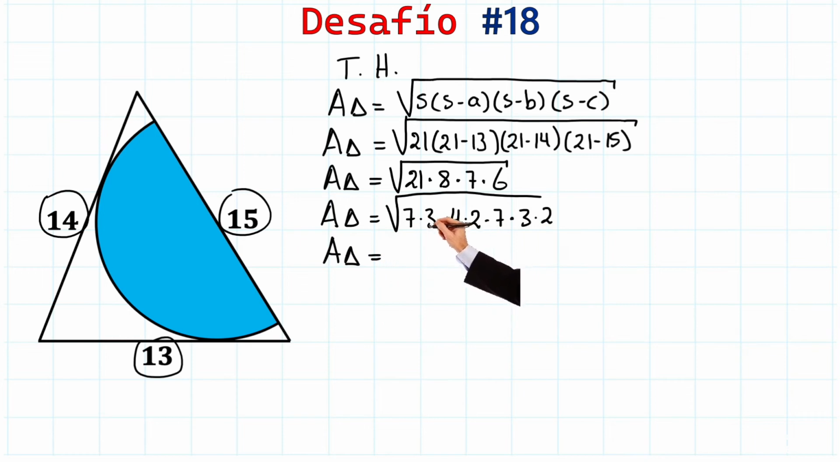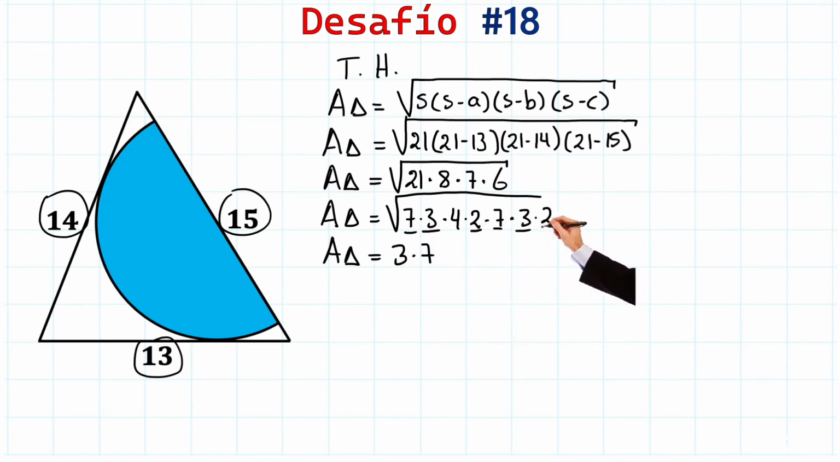Those that are equal, we can take them out of the root. Here we have 2 equal. We take out of the root. We have 2 equal. We take out of the root. And we have 2 equal. We take out of the root. And the square root of 4 is 2.